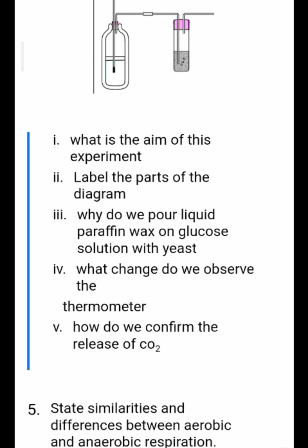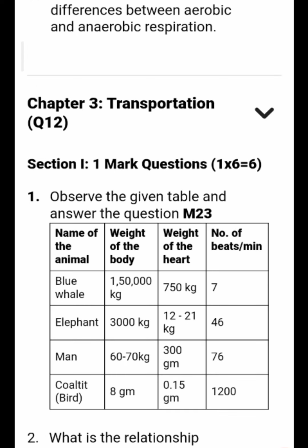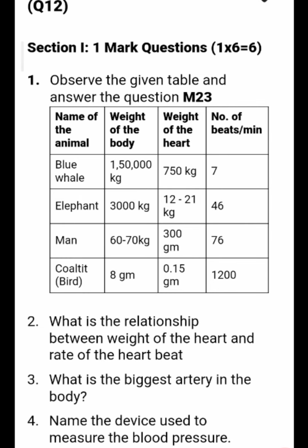What change do we observe in the thermometer? How do we confirm the release of carbon dioxide? State similarities and differences between aerobic and anaerobic respiration. Next, transportation. Observe the given table and answer the questions.